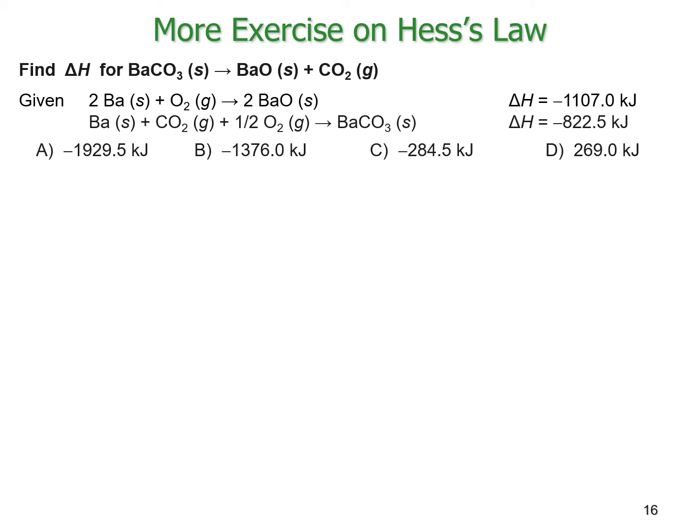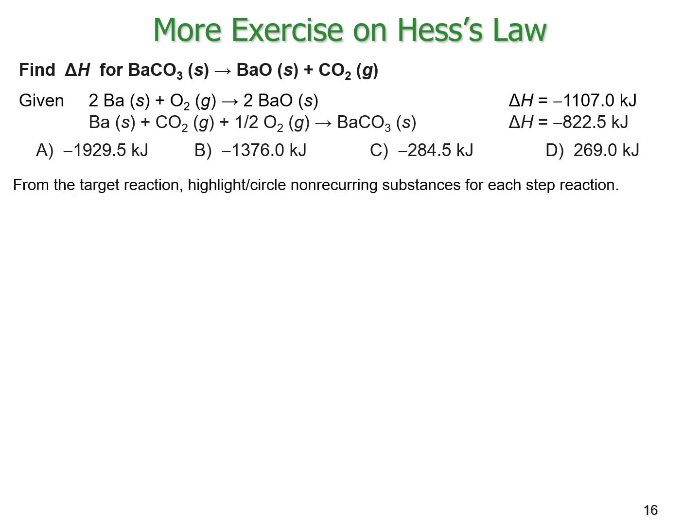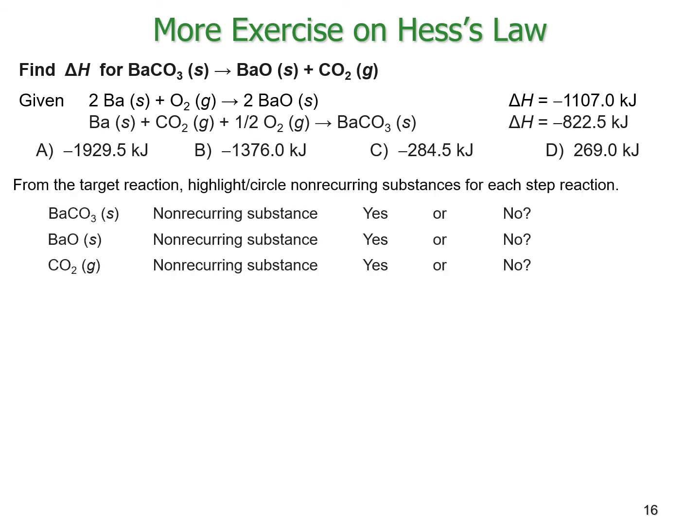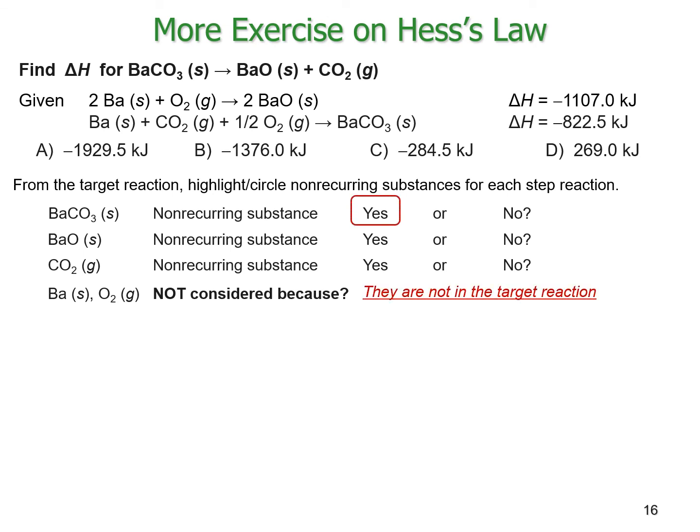All right, so if I'm the one to take this question, first, like I already do, I'm going to find the non-recurring substances. So BaCO3, how many times do I see BaCO3? I see it once in these two-step reactions, so it's a non-recurrent substance. All right, BaO, once, yes, and CO2, yes. So I do not have to worry about the rest of the species in the step reactions, because they're not in the target reaction.